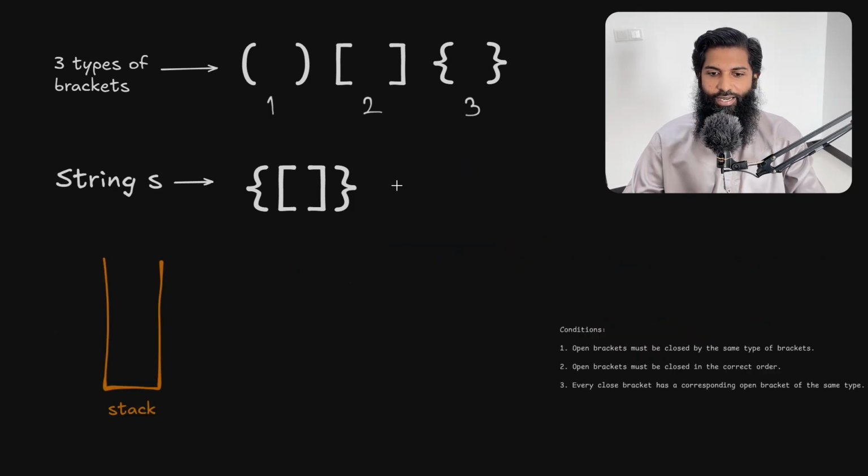Let's go ahead and look at how we can use a stack to solve this problem. So we're going to loop over each character in the string S, and if the character that we encounter is an open bracket, what we will do is we will push it into the stack. So we've now pushed this open bracket into the stack. Then we move to the next bracket, which is also an open bracket. When we encounter open brackets, we always push it into the stack.